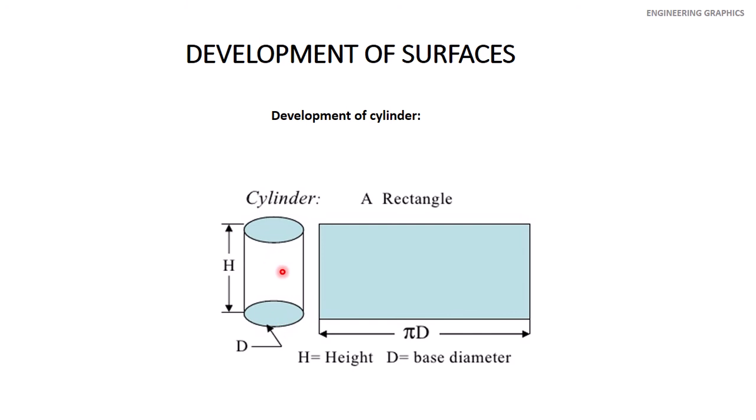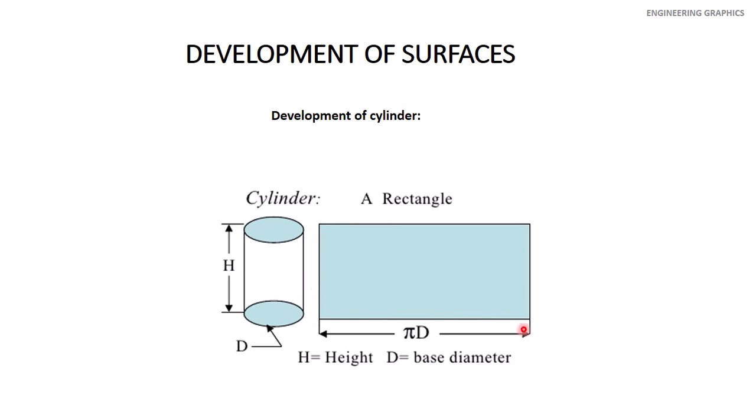So how can we do it? We have to draw a horizontal line equal to the circumference of this circle. The circumference of this circle is pi into d. So draw a horizontal line of pi d and draw a vertical line equal to the height of the cylinder, which is represented by h. So this is h and this is pi d.